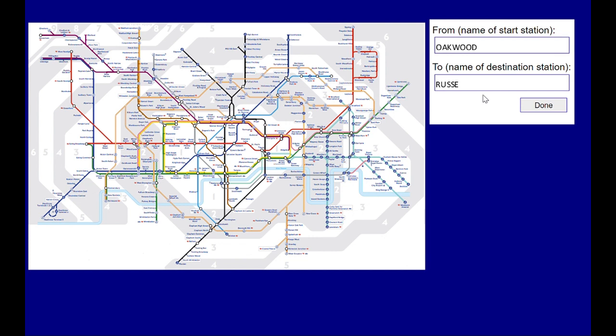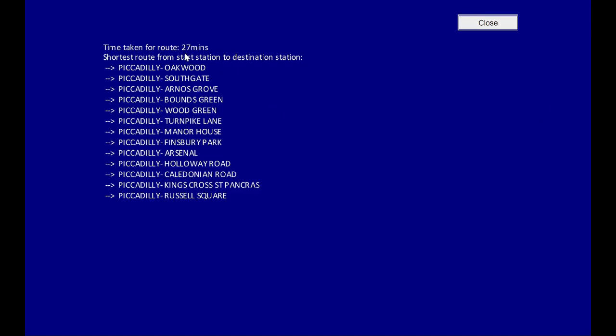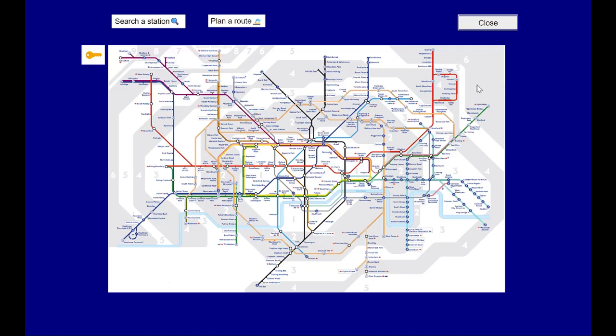I'm just going to make sure I'm spelling it right. Yes, Russell Square. And that is a single line route. And it says it's going to take 27 minutes, which is just as expected. So we are happy, and we're going to move on and close this, so we can go and try doing our tests on the other couple of routes that we've got on our test sheet.